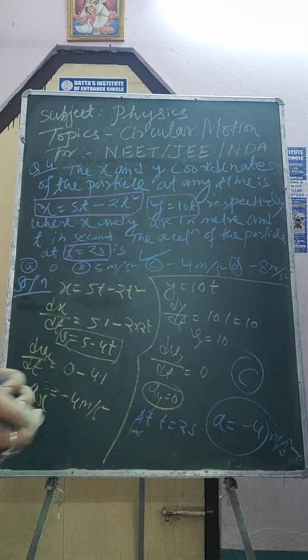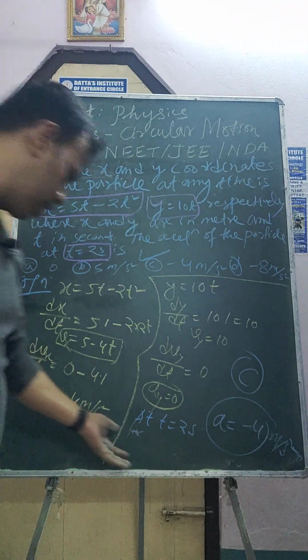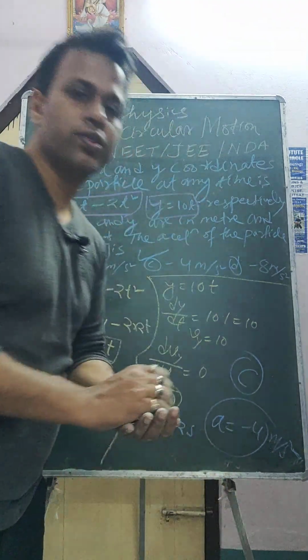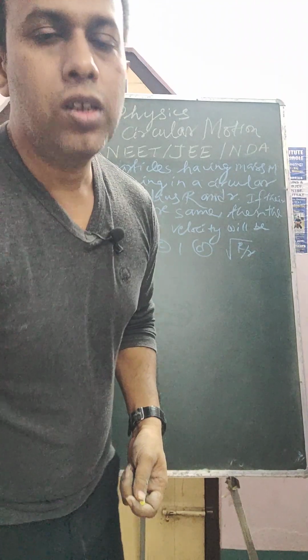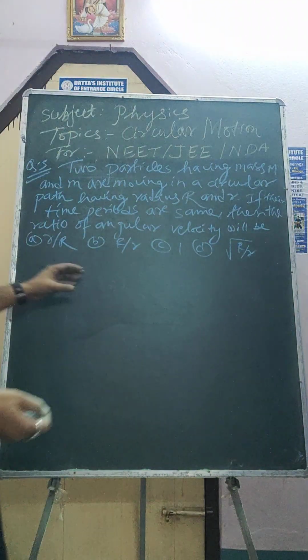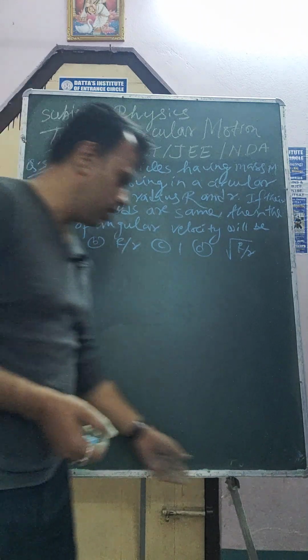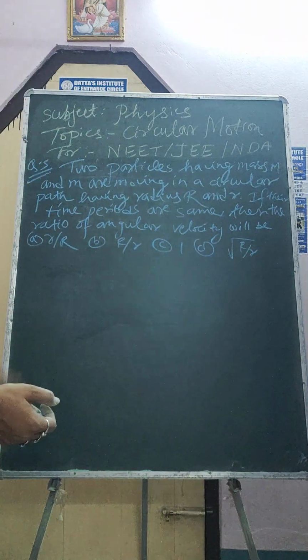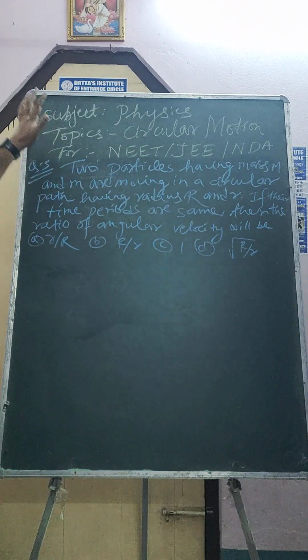So move on to the next question. That is the last question of the lecture, question number 5. So our next question, that is the last question of this lecture of circular motion for NEET and JEE, is like that. Two particles having mass capital M and small m.